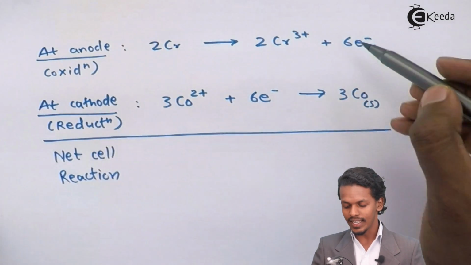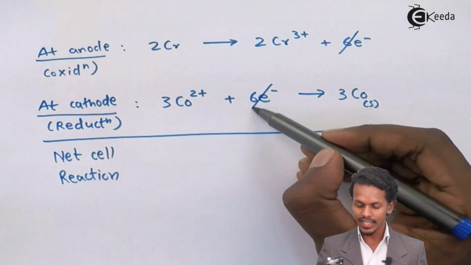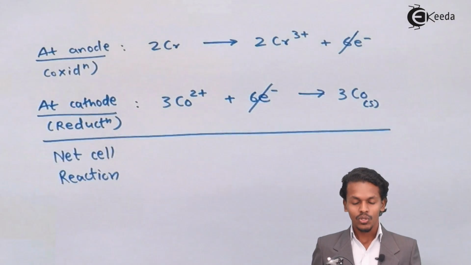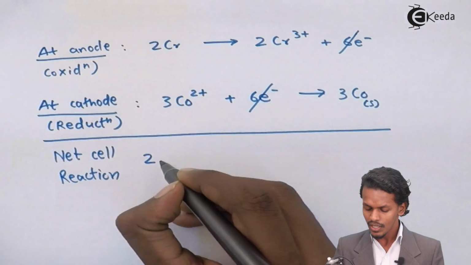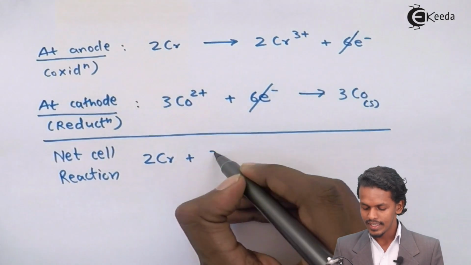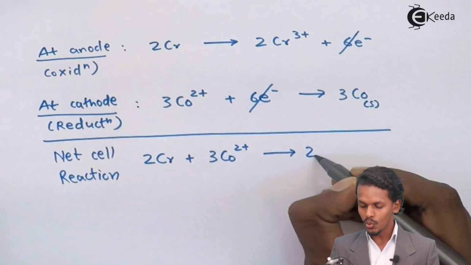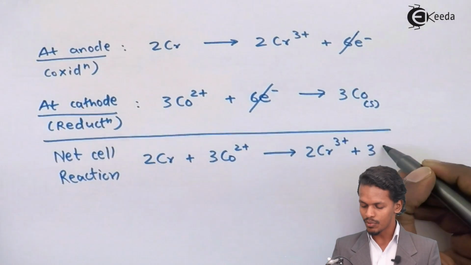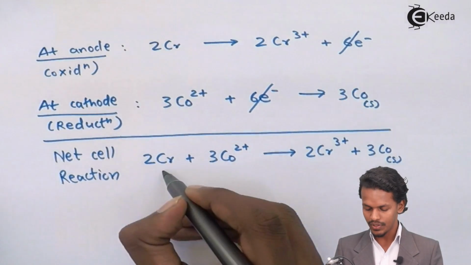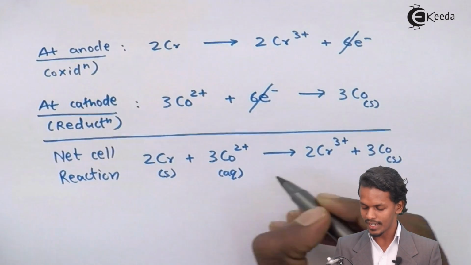In this case, the 6 electrons present on the right hand side will cancel out the 6 electrons present on the left hand side. So the overall reaction left with us is 2 Cr plus 3 Co2+, which will give 2 Cr3+ plus 3 Co which is present in solid. We should also represent the physical state, so we could write it in this way.